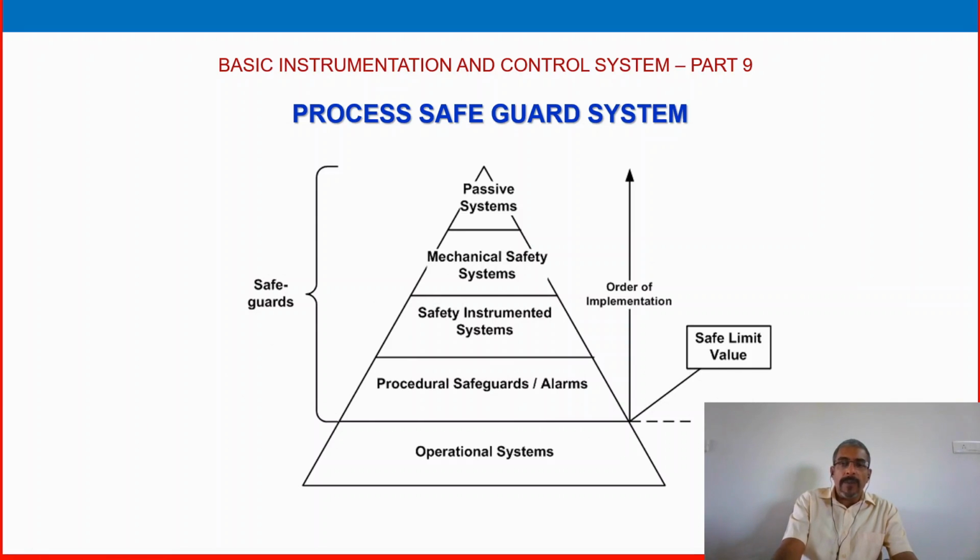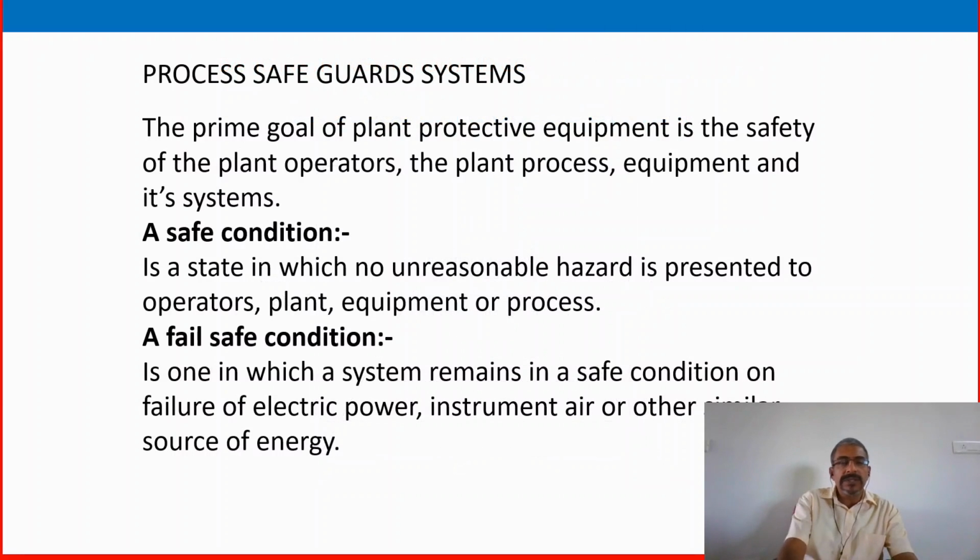So welcome to this video. Process safeguard system. The prime goal of the plant protective equipment is the safety of the plant operators, which is very important, and of the plant process, equipment and its system. A safe condition is a state in which no untraceable hazard is presented to operators, plant, equipment and process. That is a safe condition.